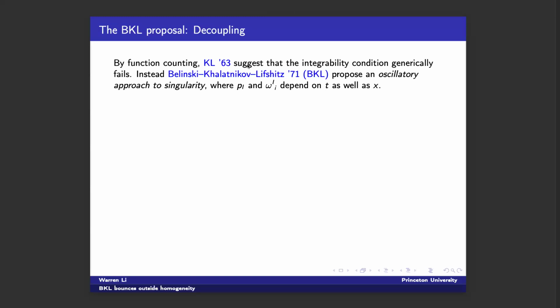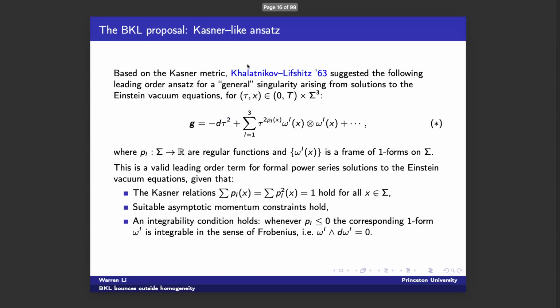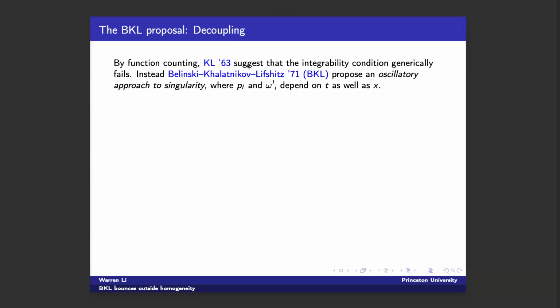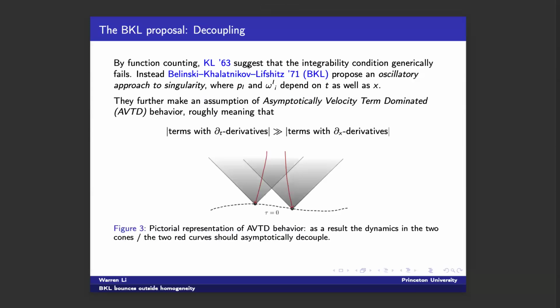Okay. So now Belinski joins the team, and together they propose something called an oscillatory, or sometimes called a chaotic, approach to singularity. So, to explain what that means: firstly, they suggest that these pi's and these omega i's are allowed to depend on time as well as on x. That kind of is completely meaningless, because you can really write any metric like that. But they really say something else.